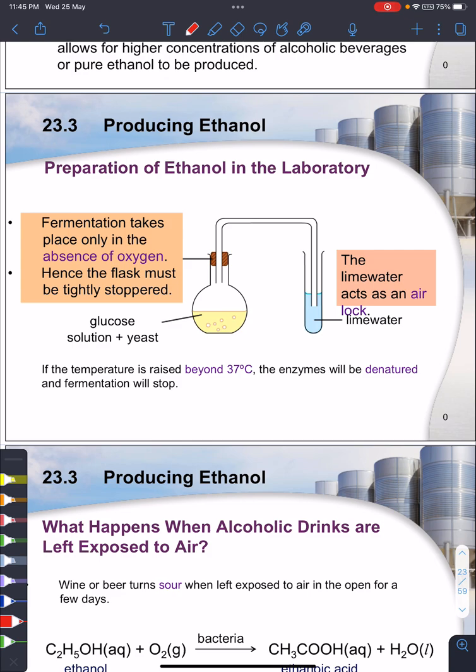Yep. So this is an airlock. What's an airlock? Airlock means you lock the thing and prevent air from going in. In this case, you can see the setup. The lime water is an airlock.